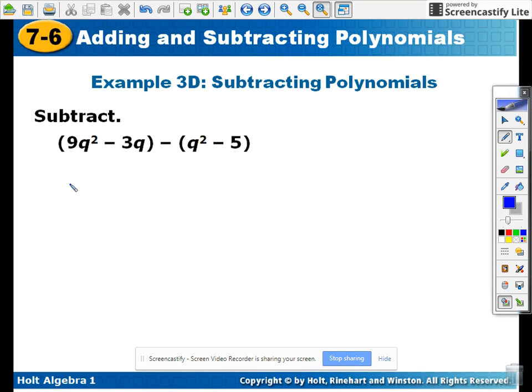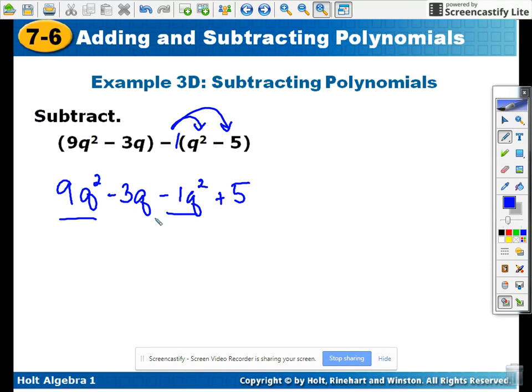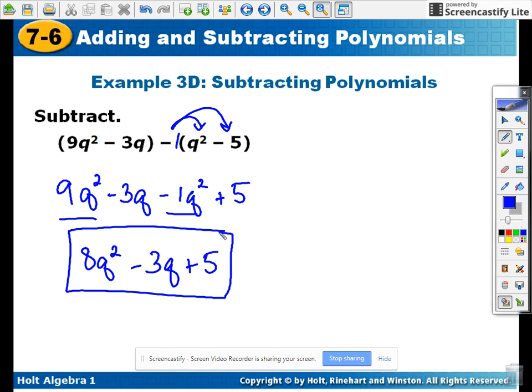Let's try one more. I'm going to rewrite the first one. We're on example 3D. I'm going to put my negative 1 here and distribute. Negative 1q squared and positive 5. So 9q squared minus 1q squared is 8q squared. And negative 3q has nothing to combine with, nor does 5, so they come down, and that is how we subtract.